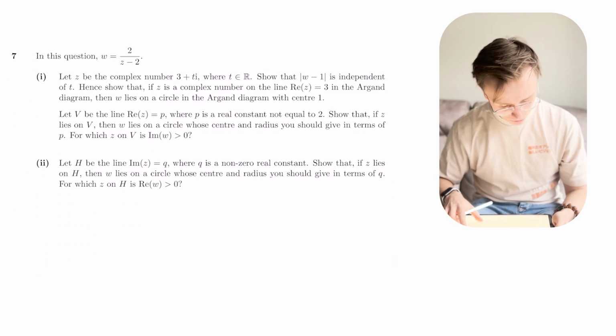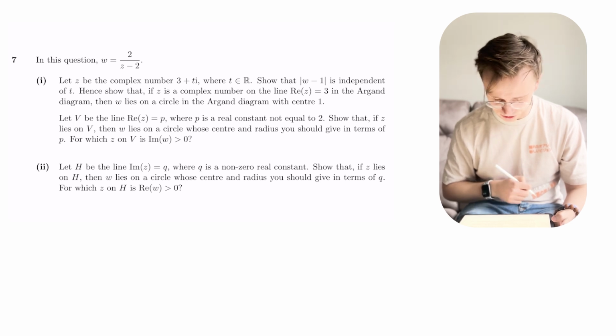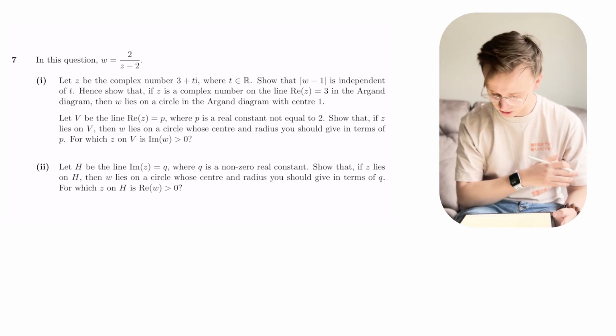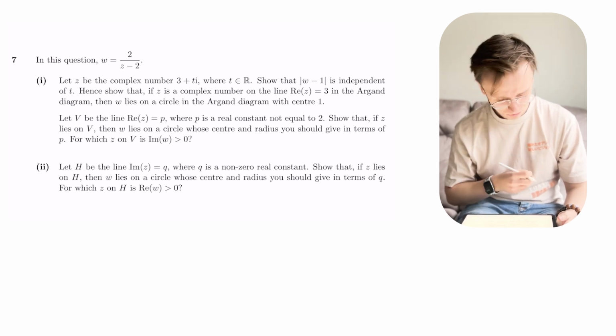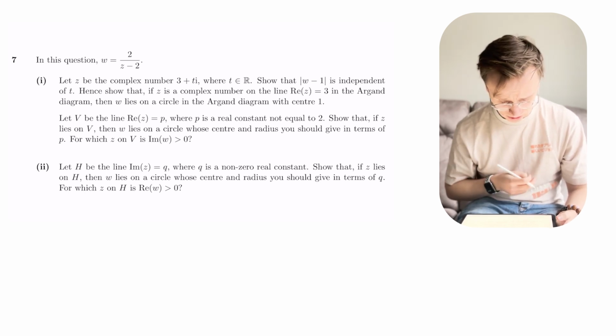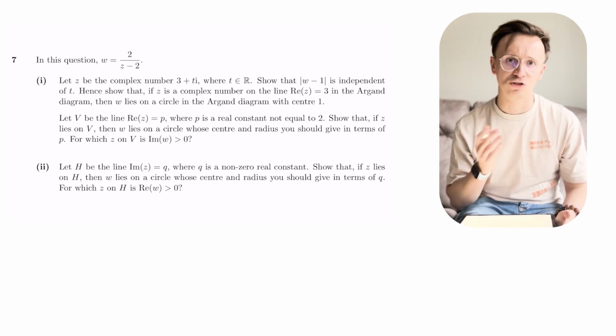Okay. Complex numbers. What does it ask me to do? Let z be complex number 3 plus ti. Essentially a straight line in the complex plane. Show that that is independent of t. Doesn't sound too bad. Looks like I'm just going to have to do some manipulation of complex numbers. Doesn't look too bad actually.